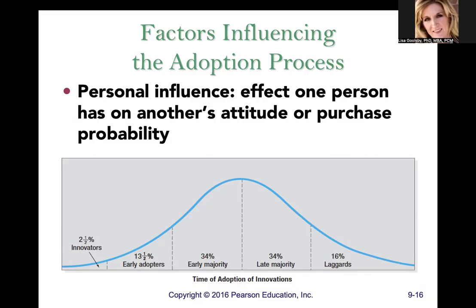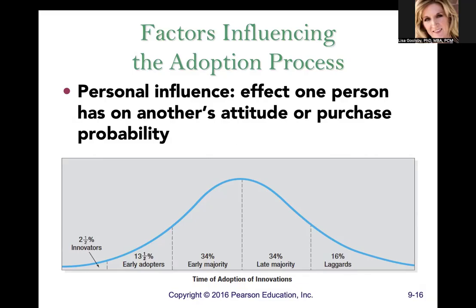We have the innovators, which are going to be the first people to try something. They are always out there looking for the next greatest thing. That is only about 2.5% of your total market. They're going to be those innovators. Early adopters are going to be about 13% of your market. Early majority, 34%. Late majority is 34%. And then you get those laggards at 16% of the total market.